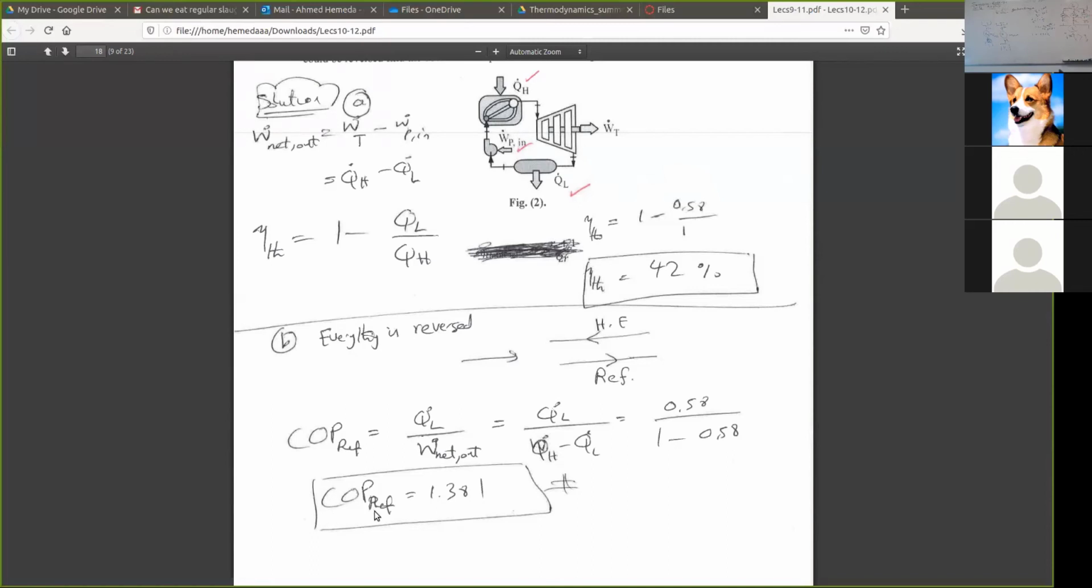COP of a refrigerator can be from 0 to 1, 2, 3.5, anything from 0 and more. Thermal efficiency is from 0 to 1. COP of a heat pump is greater than 1. Because it's Q high over W, it must be greater than 1, because Q high is always greater than W net. Heat pump: Q high, which is what I want, over what I paid, W net in.